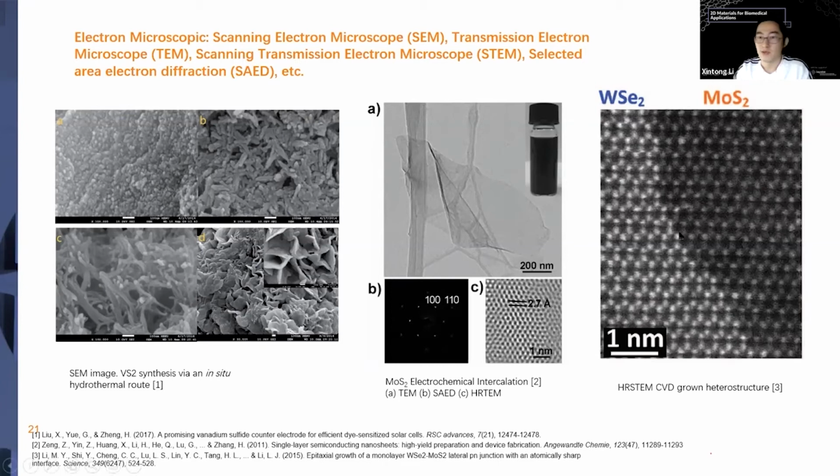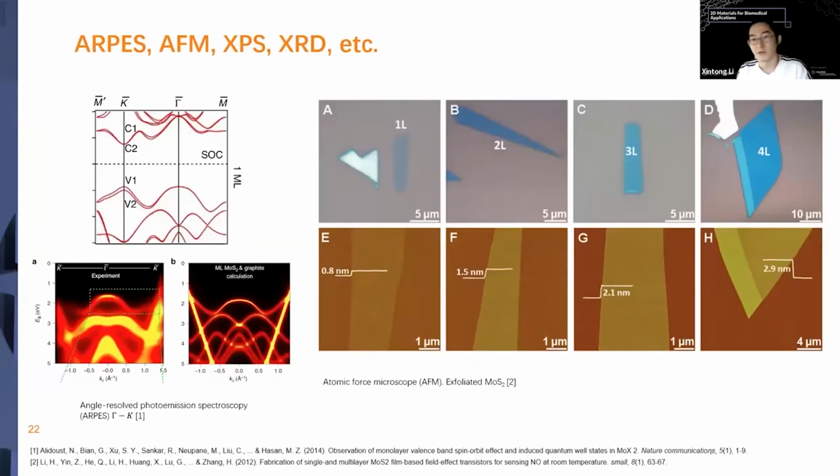So this method can be used to detect the defects and the strain as well in this kind of materials. And of course, there are many other characterization methods, including XPS and XRD. For example, shown here on the right is the AFM image, where we can measure the height of the steps, which is also the thickness of the films. And we can check the surface roughness as well using this method.